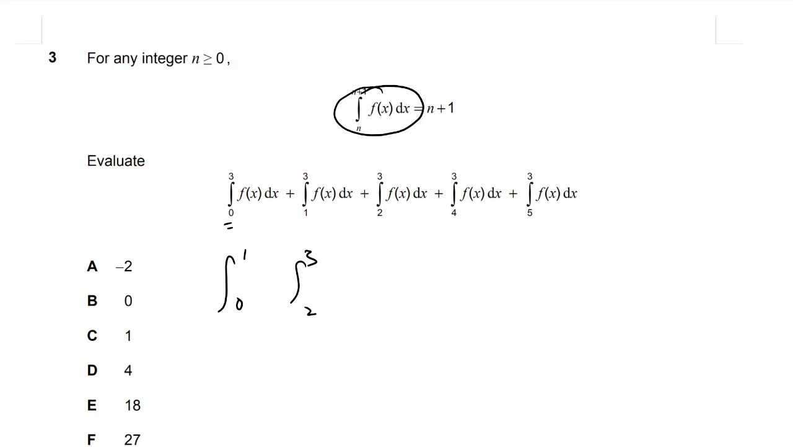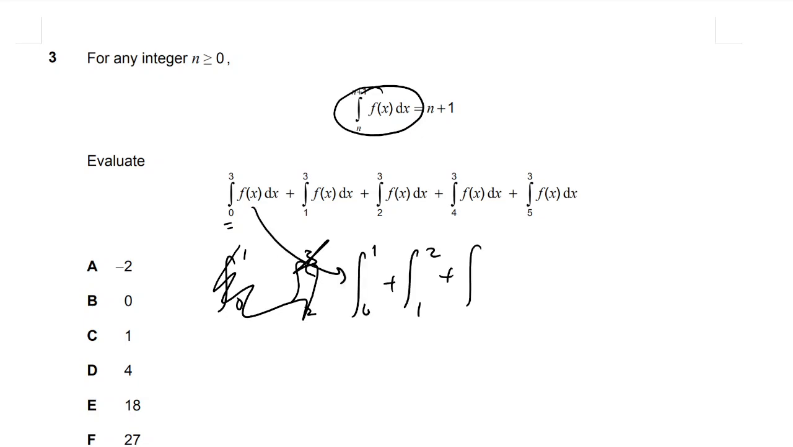Well, I could separate the integral, right? That's the key thing to the question. So how can I do this? Well, I could separate it into 0 to 1 plus 1 to 2 plus 2 to 3. And we know what this integrates to: 1 plus 2 plus 3, according to the rules. Now I think the question becomes straightforward, because the rest is the same.